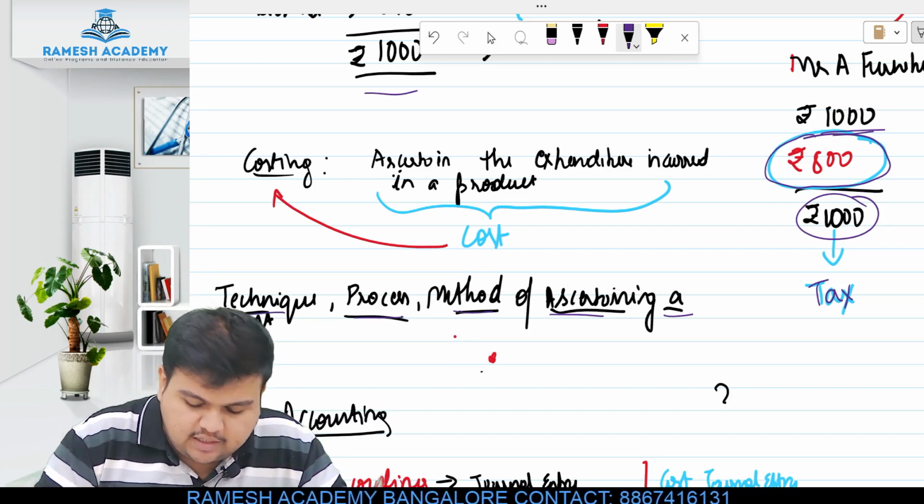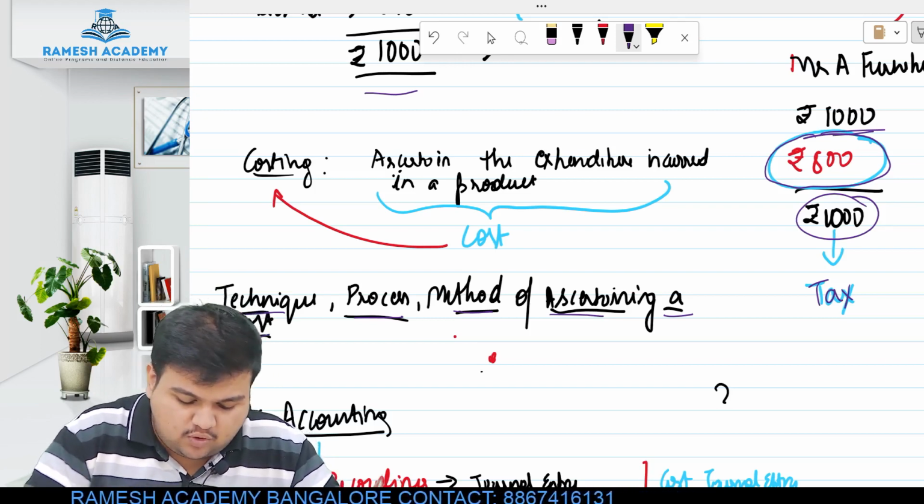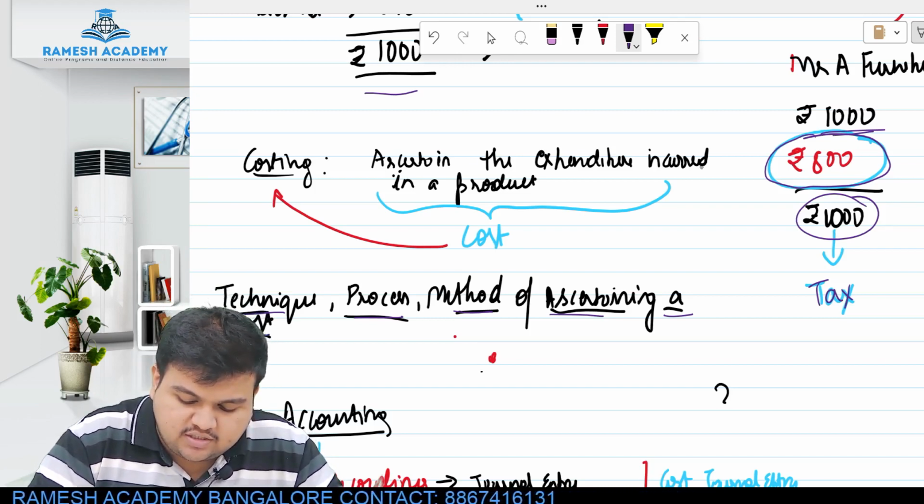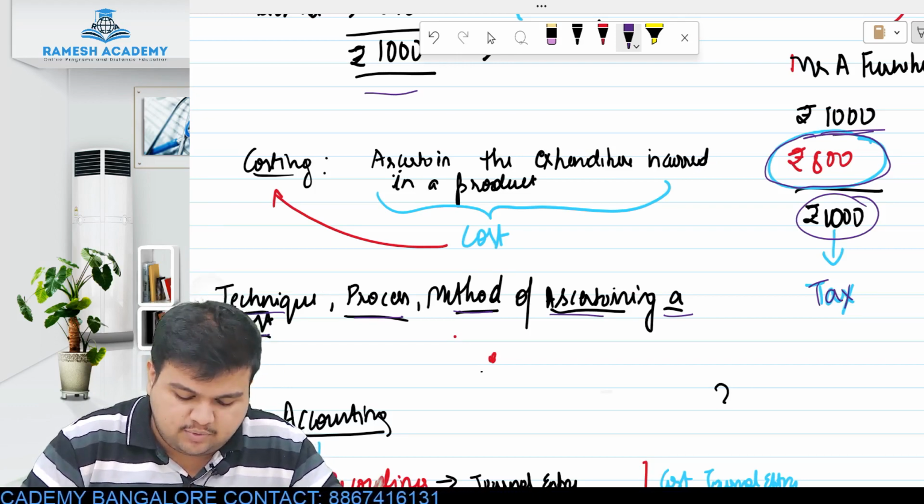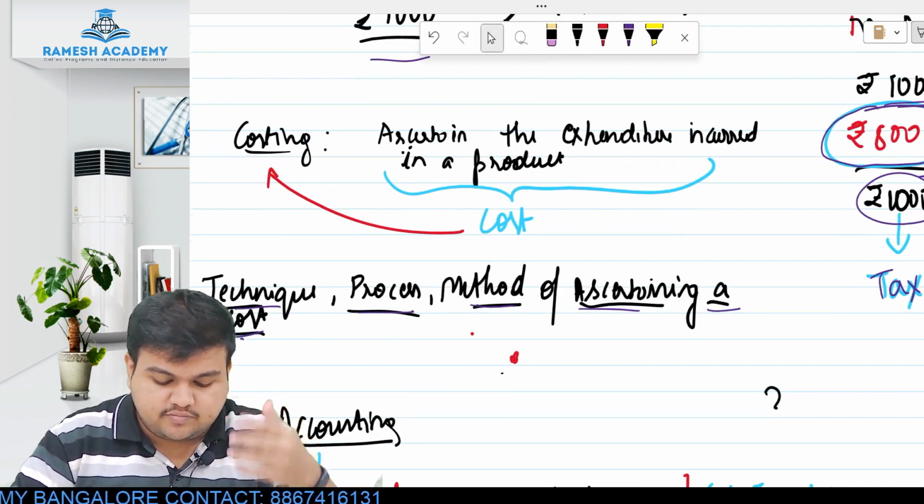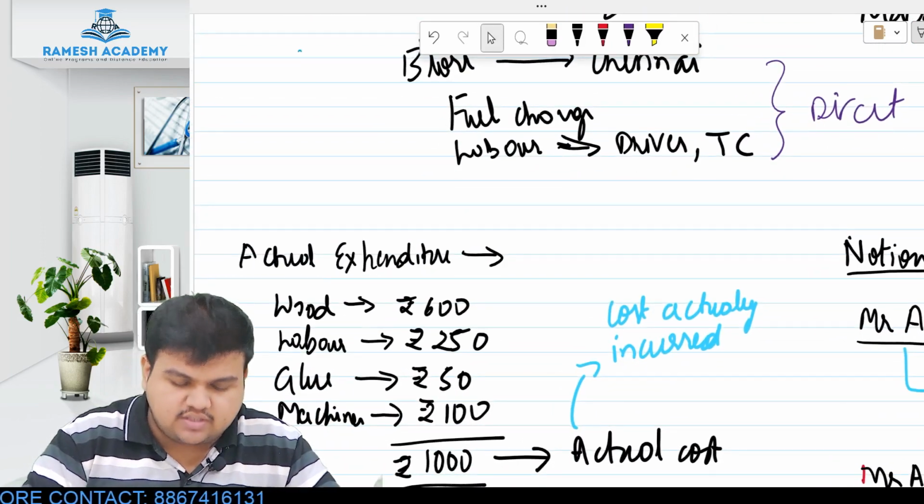Okay, a technique, a process, a method of ascertaining a cost is costing. So what is cost? Ascertaining the expenditure incurred on a product, in a simple way. Okay, here, getting back to this. Okay, how do you ascertain this?